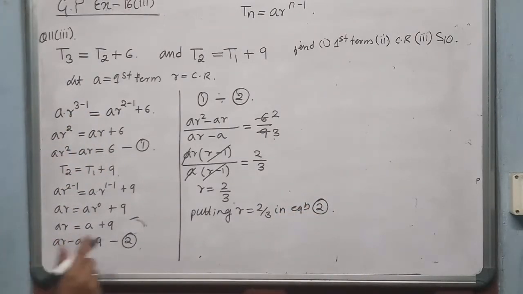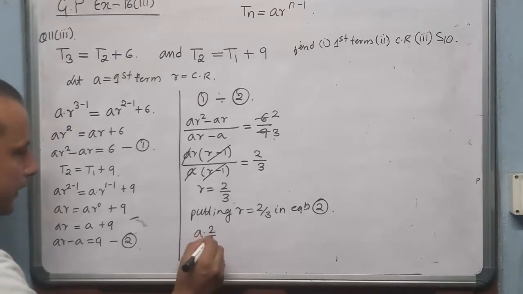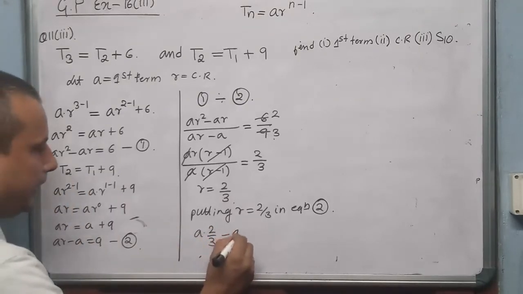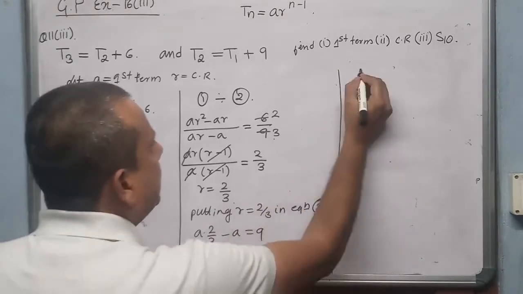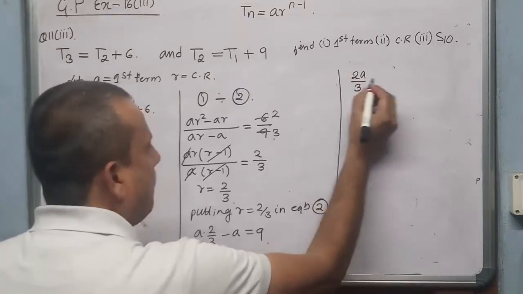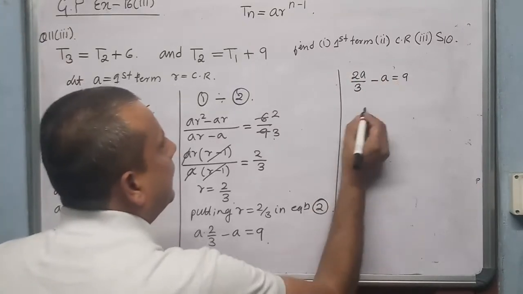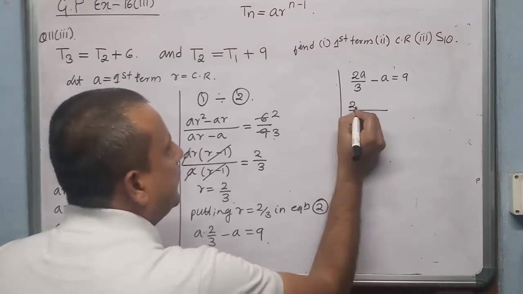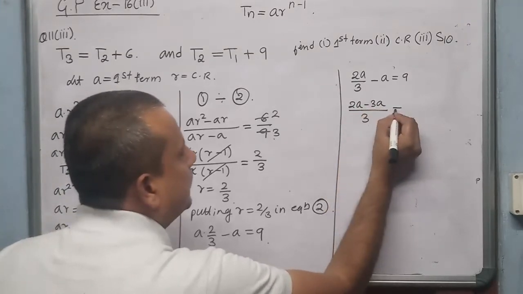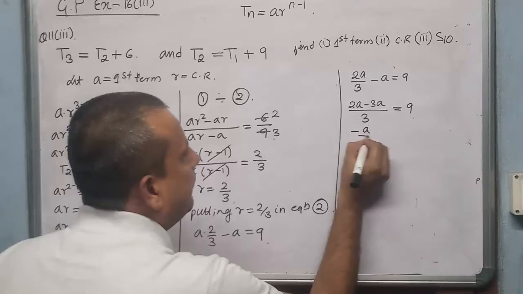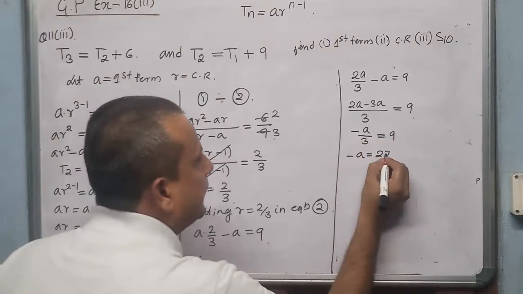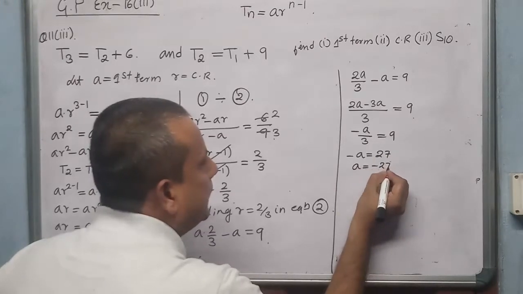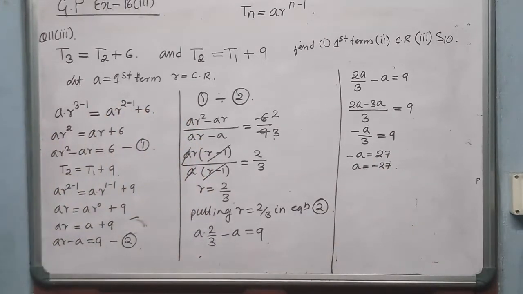Let's substitute the value of r over here. r is 2 by 3 minus a equals 9. Now after the cancel, I'll take LCM over it. It is 2a over 3 minus a is equal to 9. Now then I'll take 3 LCM. It will be 2a minus 3a is equal to 9. Minus a by 3 is equal to 9. Then minus a is equal to 9 threes are 27. Then a is equal to minus 27.